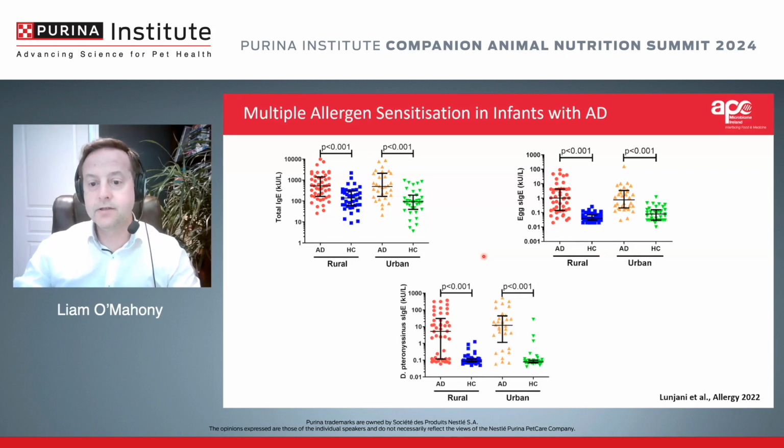And it wasn't just food allergens. If we look at aeroallergens, so this is the house dust mite specific IgE, again, you can see this huge increase in specific IgE to house dust mite in those kids with a disrupted skin barrier.